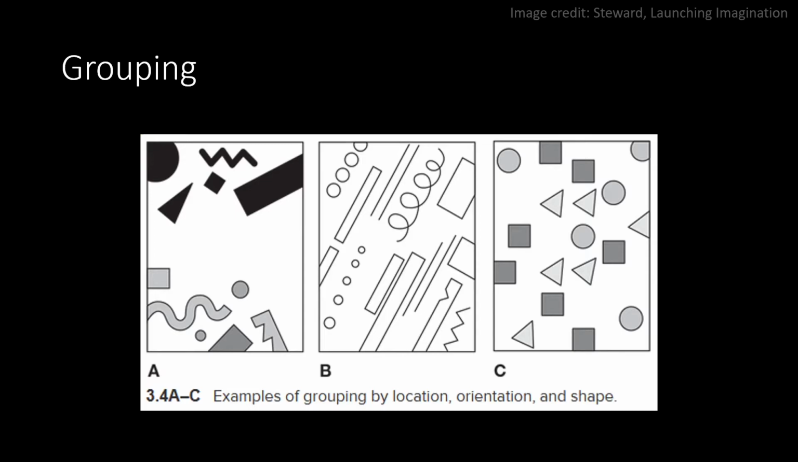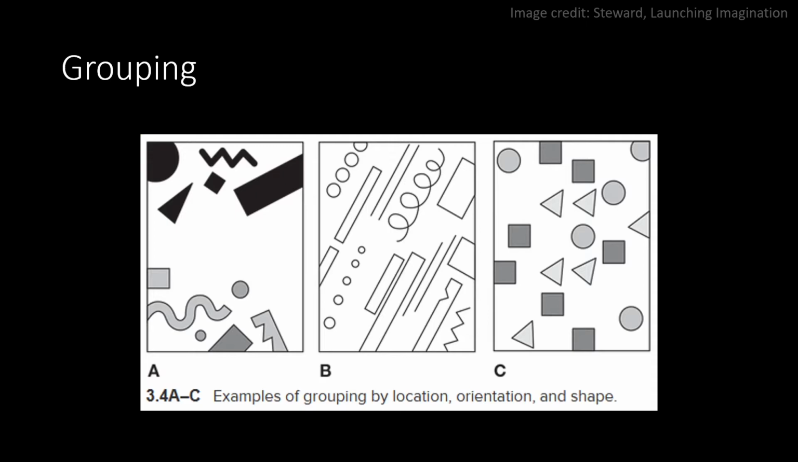The first one is grouping. When presented with a collection of separate visual units, our eyes and mind immediately try to create order and make connections. Grouping is one of the first steps in this process. So we generally group visual units by location, orientation, shape, and color, as you can see on the left.